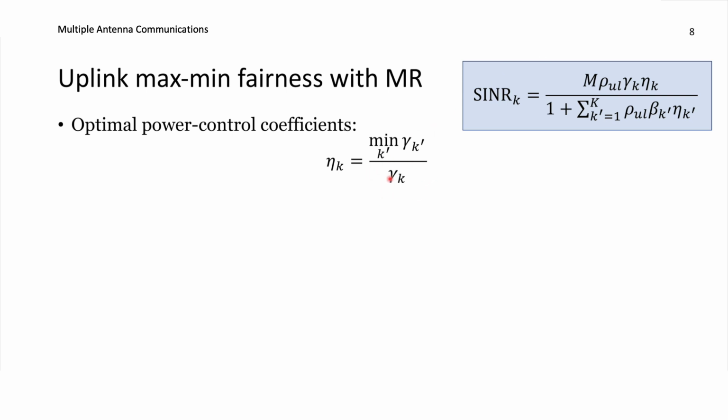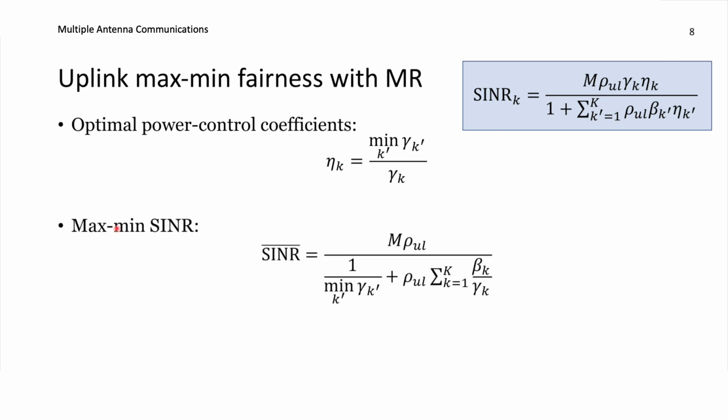Well, that is the user k prime, which has the minimum value of gamma k prime, which means that it has the worst channel estimation quality, which in turn means it has the smallest beta k value, the one who is furthest away in your cell, or at least has the worst propagation conditions, the smallest large-scale fading coefficient. So in this case, that weakest user in the cell will use full power, and everyone else will cut down on the power according to this formula. And if you insert this back into the expression, this is what you're going to get.